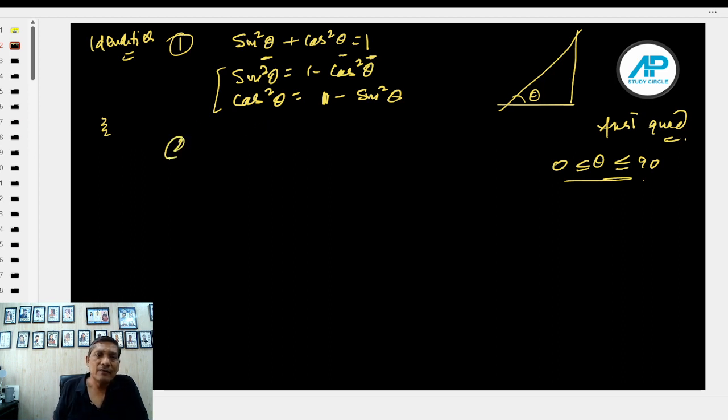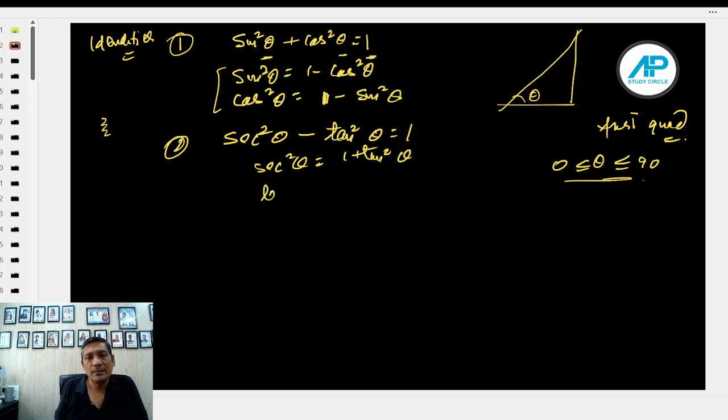The second identity in our syllabus: sec square theta minus tan square theta equals to 1. Sec square theta equals to 1 plus tan square theta, and tan square theta equals to sec square theta minus 1.